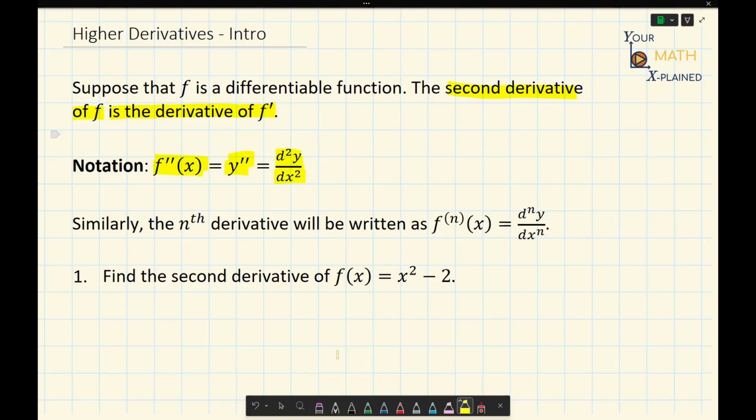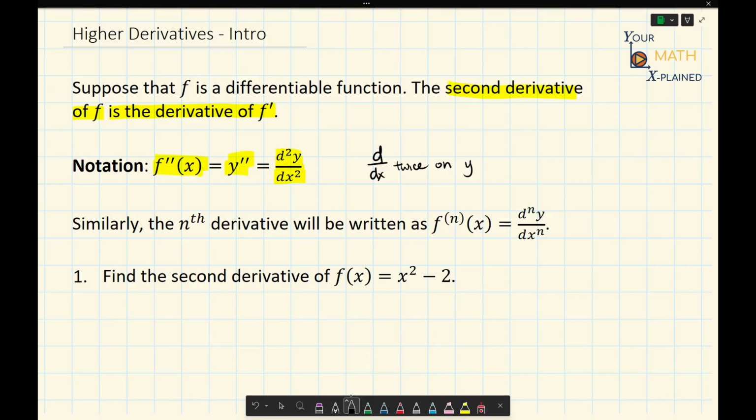Notice how these squares are in different places. And that's because we're applying the operator d by dx twice. And we're applying it twice on our y. So that's why it's d squared y over dx squared.